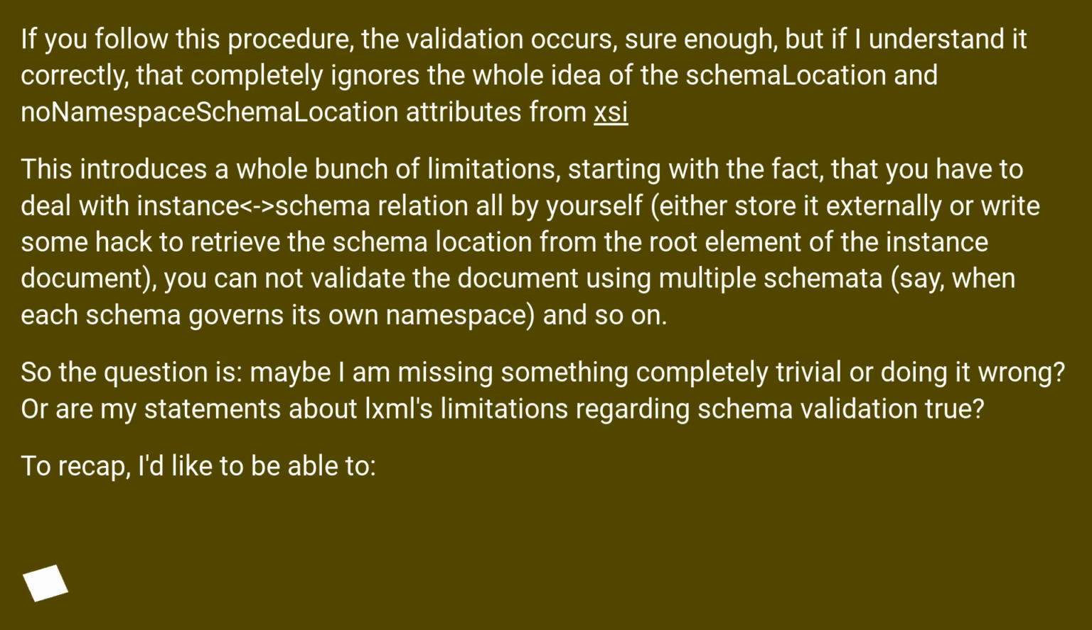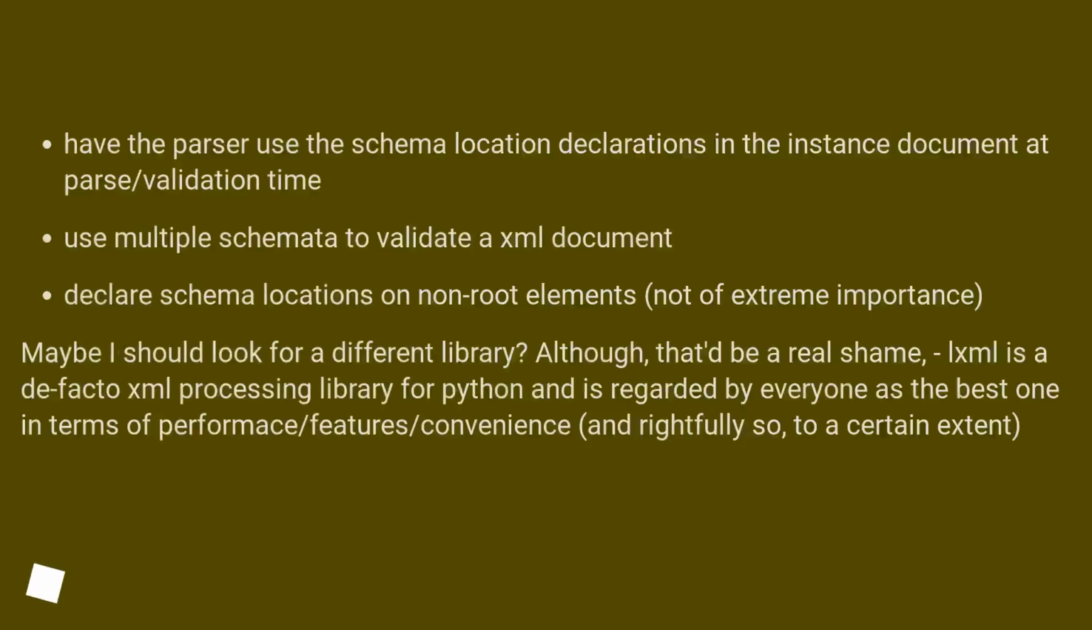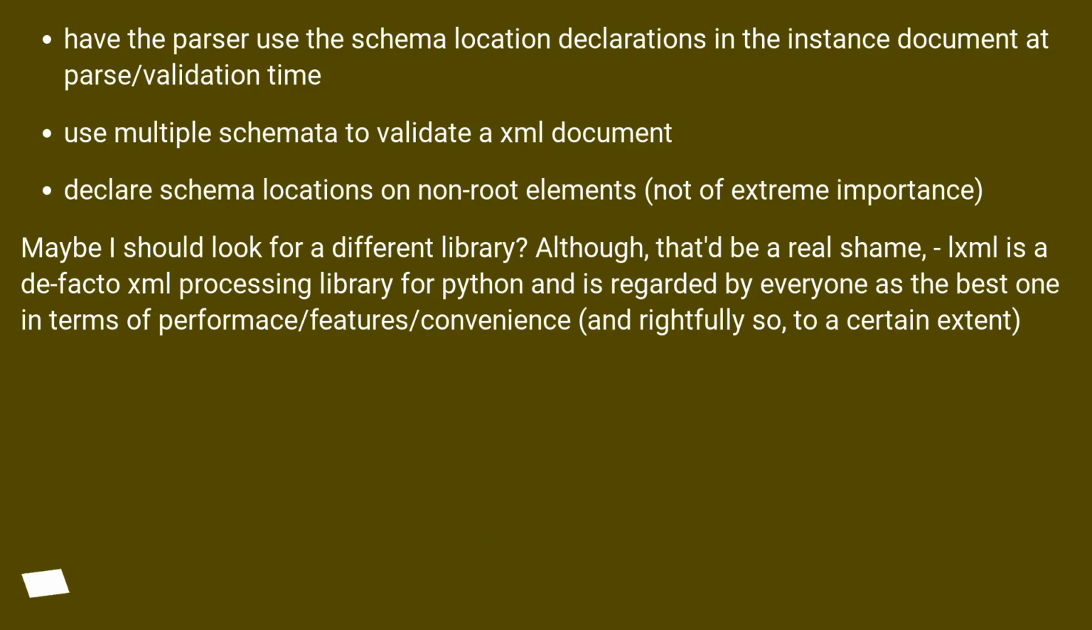To recap, I'd like to be able to have the parser use the schema location declarations in the instance document at parse/validation time, use multiple schemata to validate an XML document, and declare schema locations on non-root elements, not of extreme importance. Maybe I should look for a different library. Although, that'd be a real shame. lxml is a de facto XML processing library for Python and is regarded by everyone as the best one in terms of performance/features/convenience, and rightfully so, to a certain extent.